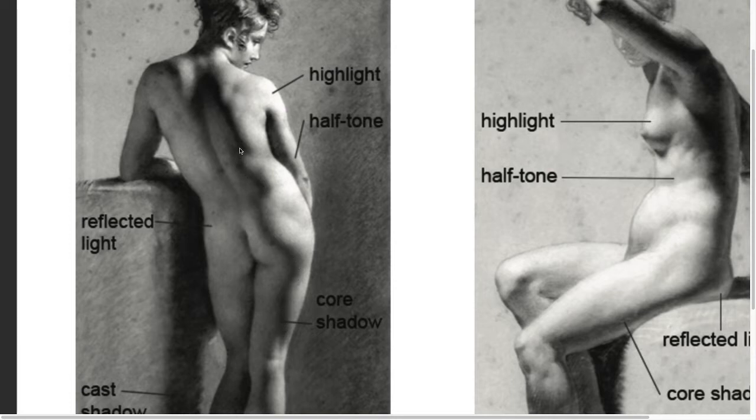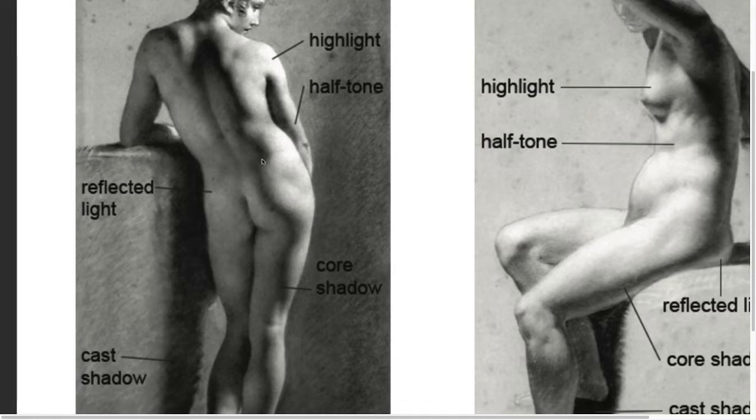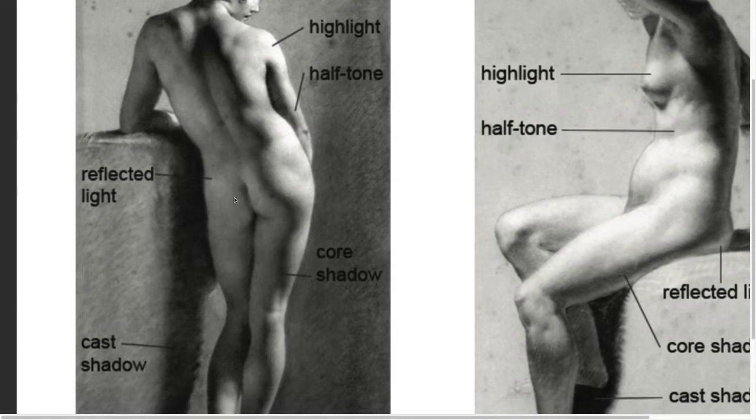And this artist has kind of played up this core shadow, darkened it quite a bit to show off the three-dimensionality of the form that they're drawing. And you can see it makes it kind of pop. It gives it quite a lot more roundness before we get into this reflected light, where presumably light is bouncing off this nearby object and back in.